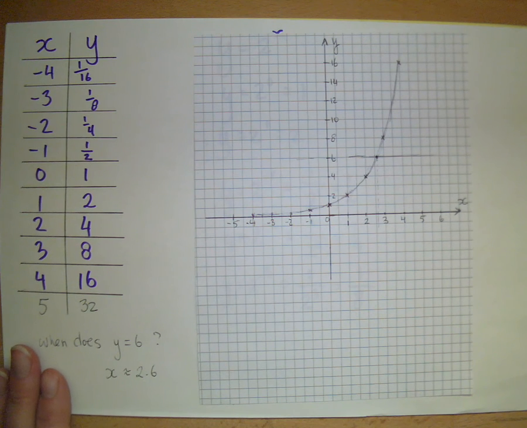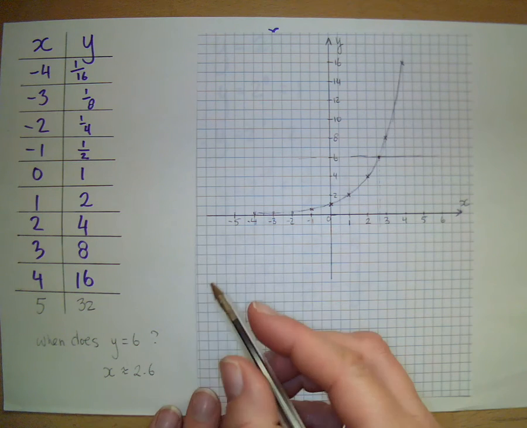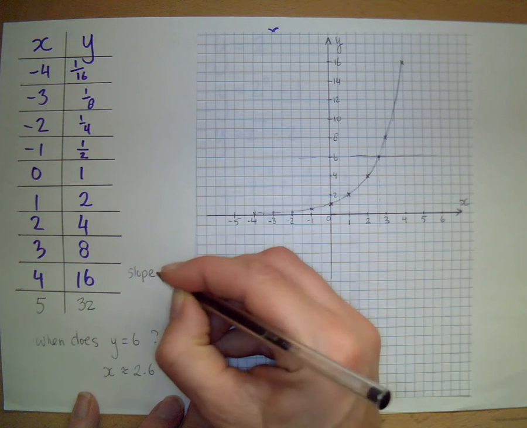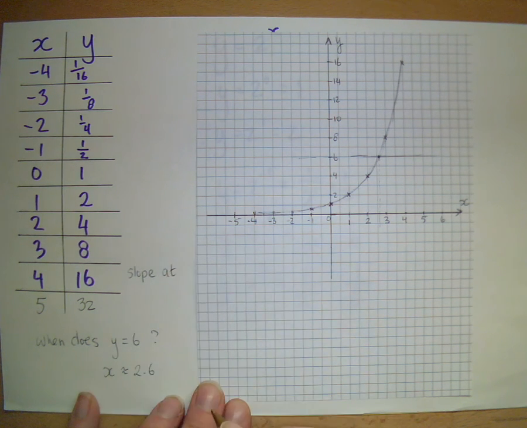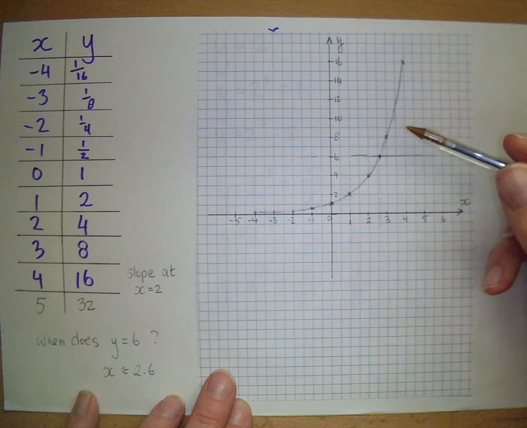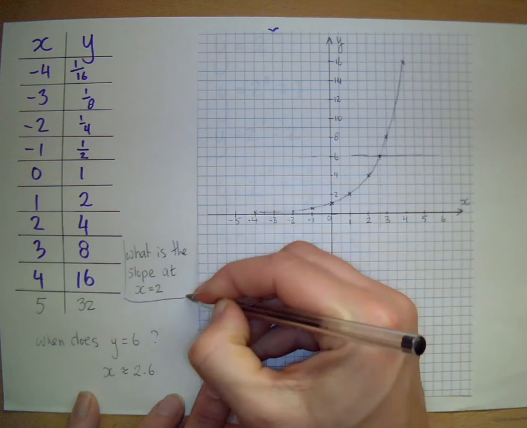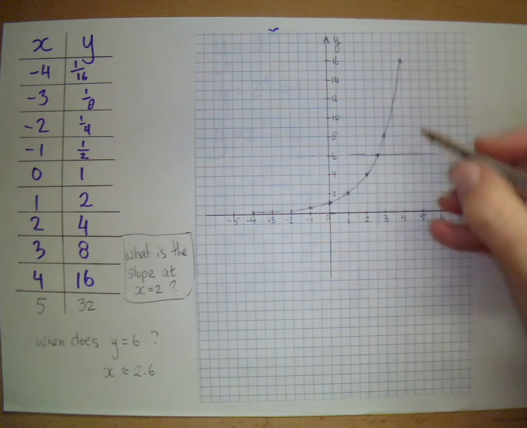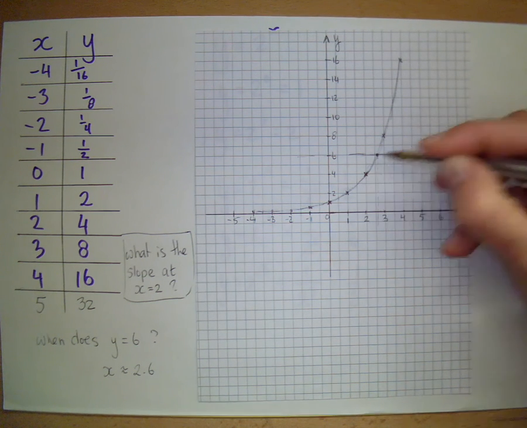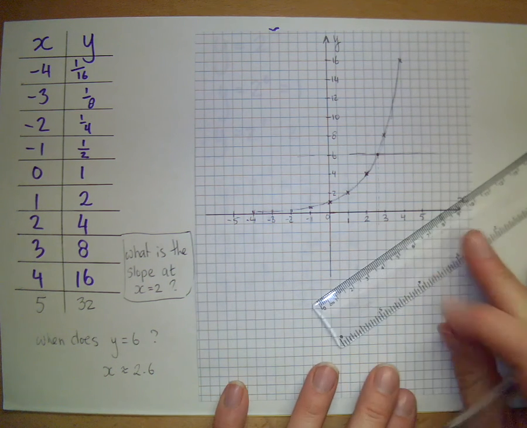Let's say we want to guess the slope, or gradient, at, let's say, x equals 2. So what is the slope at x equals 2? That's the question. Now, x equals 2, that's here, right? And this is the corresponding y value. But what is the slope really here? We have to guess it, right?